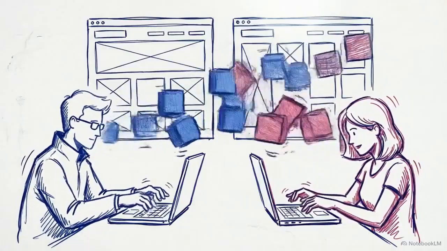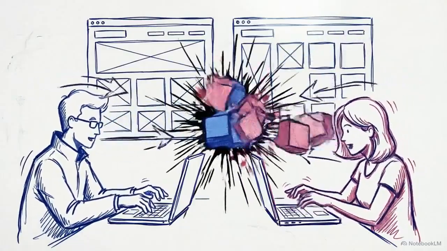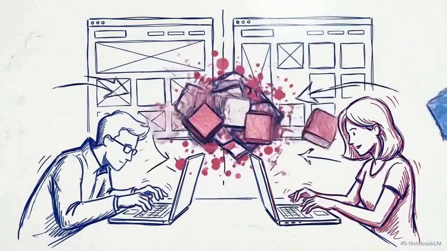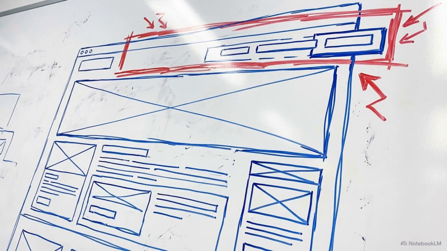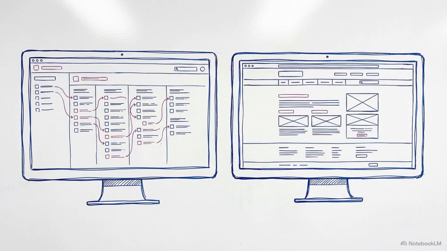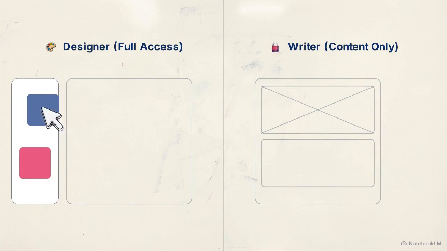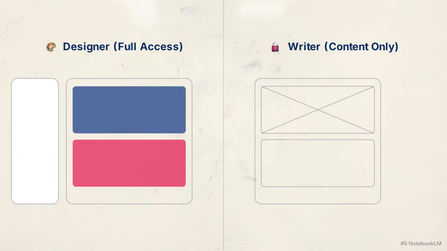When multiple editors work on the same WordPress site without strict rules, the design usually collapses. Someone overwrites a layout, another changes the padding, and suddenly your homepage is broken. By the end of this video, you will have a secure workspace where your designers can build layouts freely, and your writers can safely update text without touching the structure.